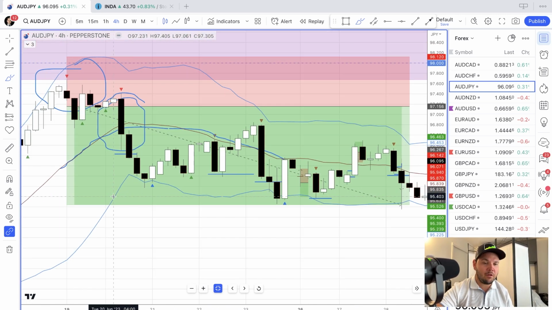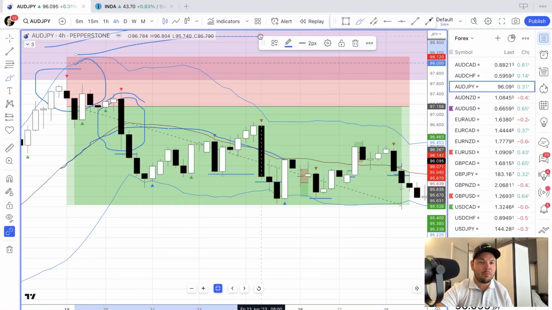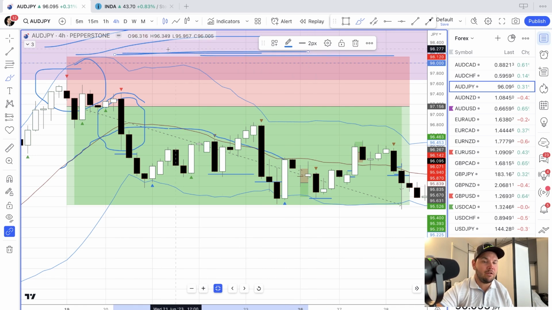The same thing would apply on the other side. Now we are here at the resistance area, which you can see at the top right here. So we don't want to look for bullish trades. We want to look for bearish trades only, only these sell trades, not the buy trades. All these setups down here at the bottom, we wouldn't take them because these are bullish setups. We only want to sell at the resistance and buy at the support.